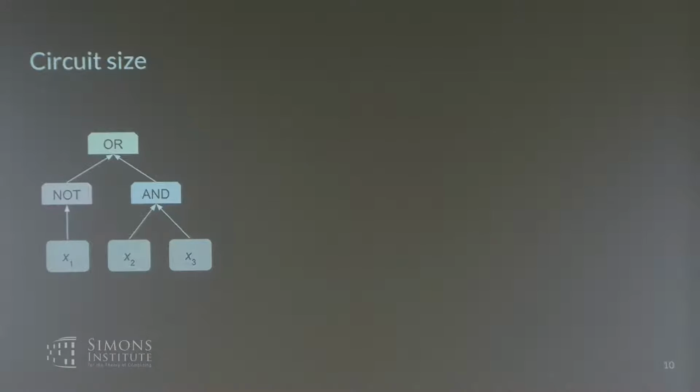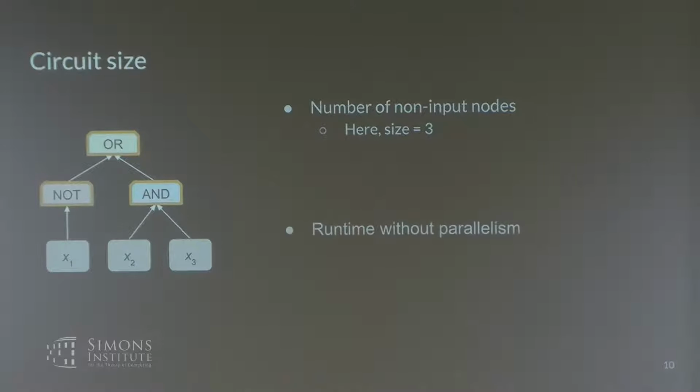Then there are two natural notions of complexity for these circuits. One is the size, which is just the number of non-input nodes. So here the size would be 3. This corresponds to the runtime of the circuit if you wanted to run it without any parallelism. For example, if you wanted to simulate the circuit with a Turing machine, you would need to iterate over all of these nodes sequentially, and the runtime would be roughly the size of the circuit.